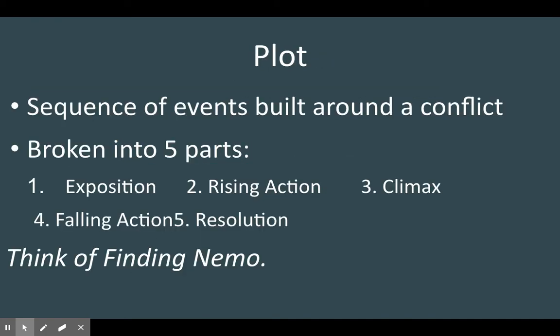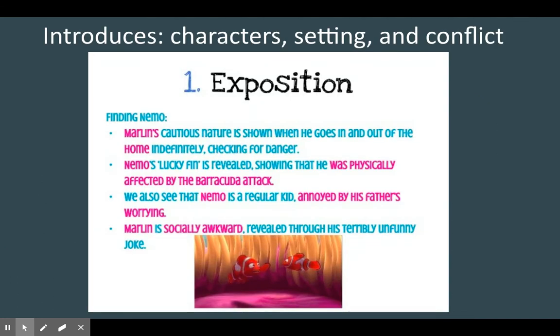So if you were taking a nap, doing something else, this is the time that you should be really jumping in, paying attention. So plot is a sequence of events that's built around the conflict or the problem in the story or the tension of the story. So we're going to talk about the 5 parts that plot is broken into: exposition, rising action, climax, falling action, and resolution.